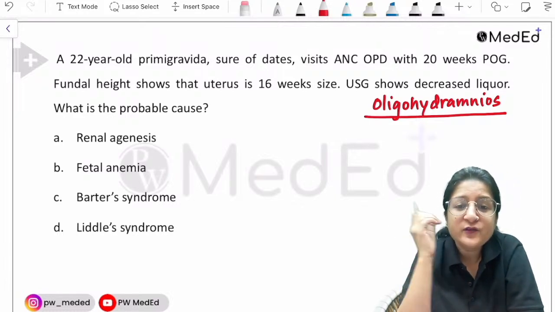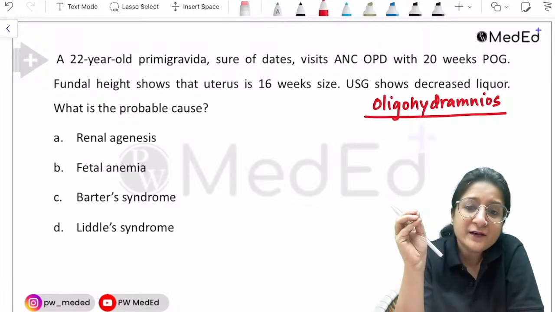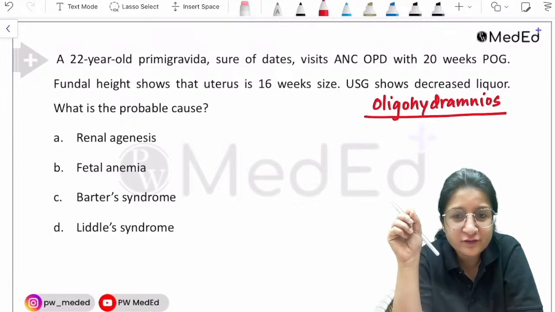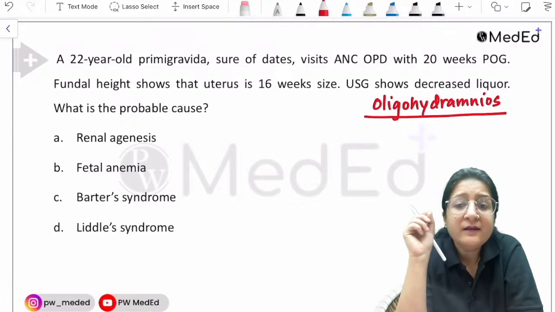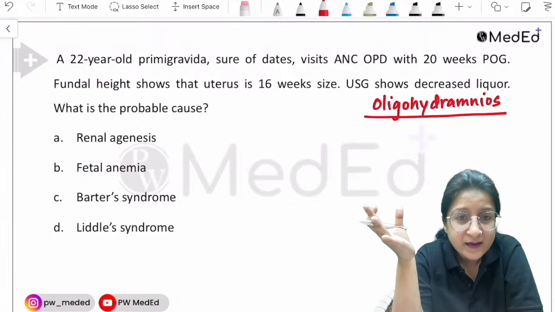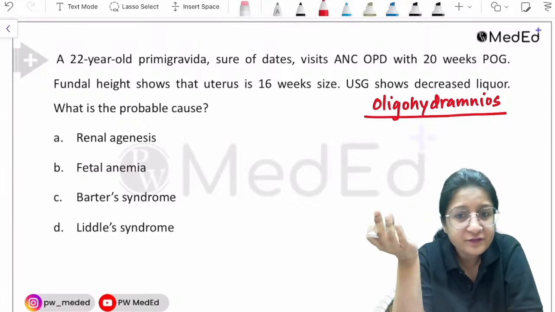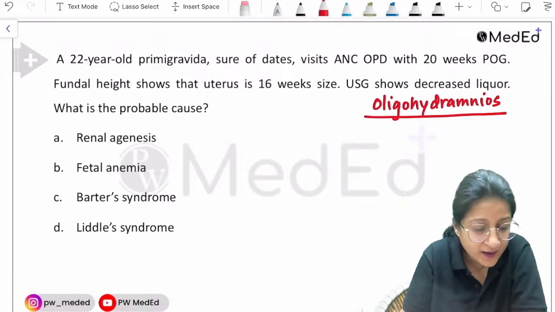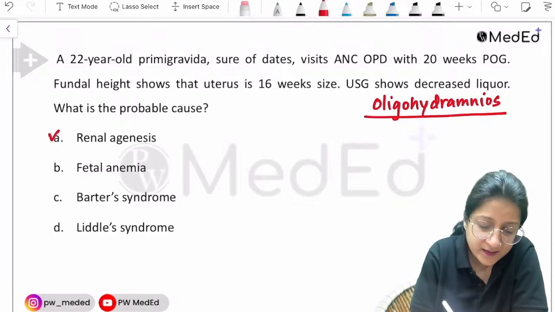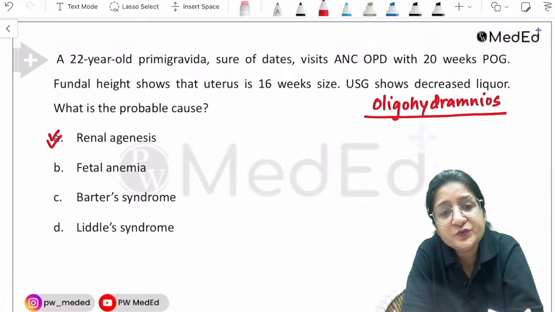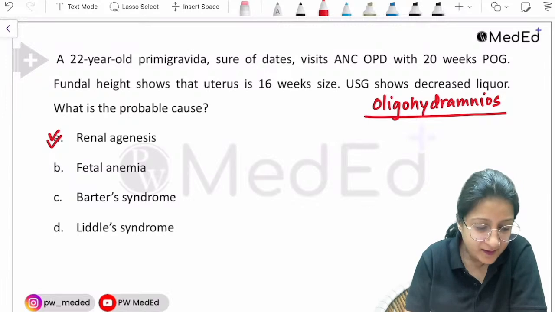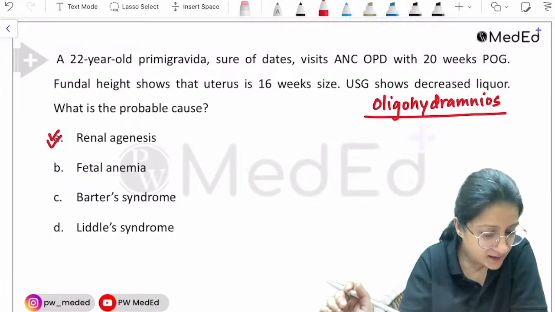Where is the amniotic fluid coming from? Once you know that information, you'll realize that the main contributor of amniotic fluid is the fetal urine, right? So if there is renal agenesis, the fetus cannot form urine. It is going to lead to oligohydramnios. So renal agenesis is going to be your answer here. Got it?